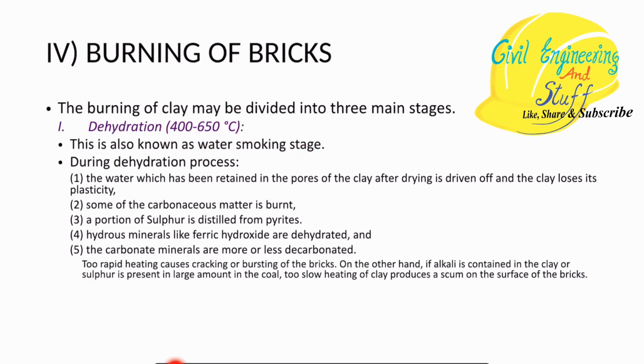So basically what happens is the 2% moisture that has been left in the brick during the drying process is removed, right? At a temperature around 600 to 650, the moisture is removed. A small portion of sulfur is distilled from the ferrite. A small amount of chemical reactions takes place, and the hydrous minerals like ferric hydroxide are dehydrated.